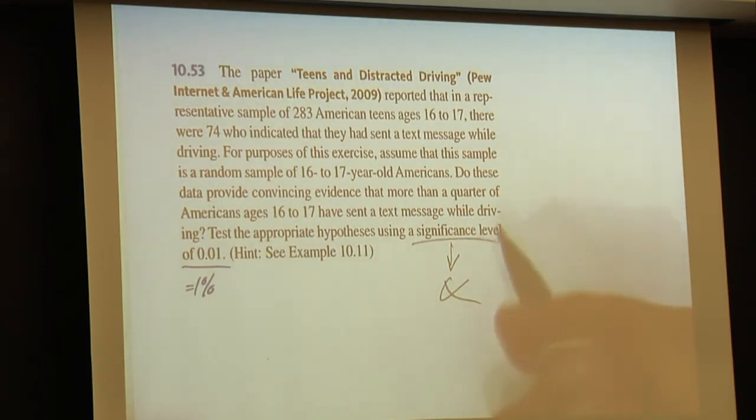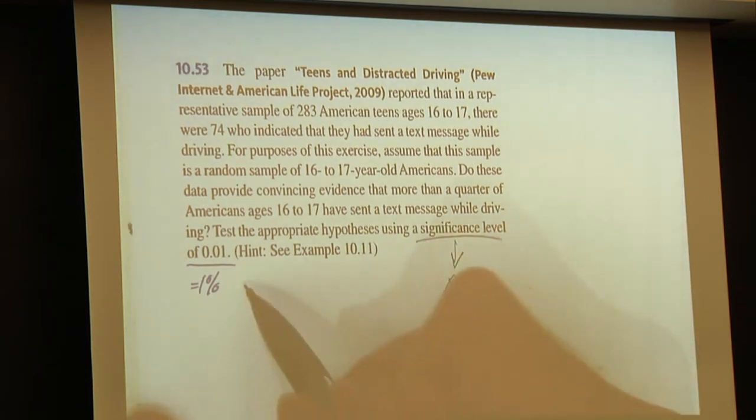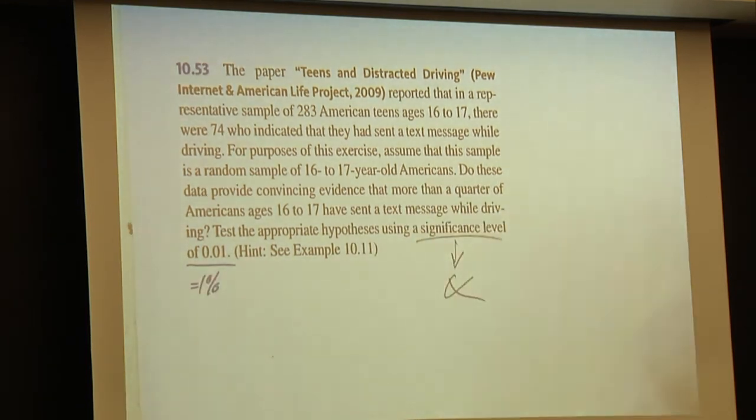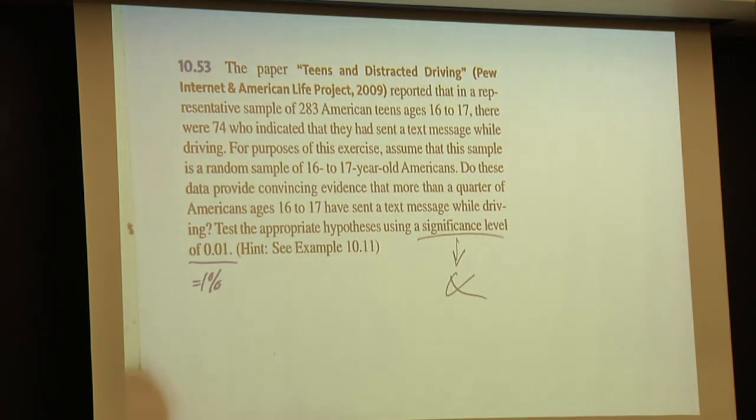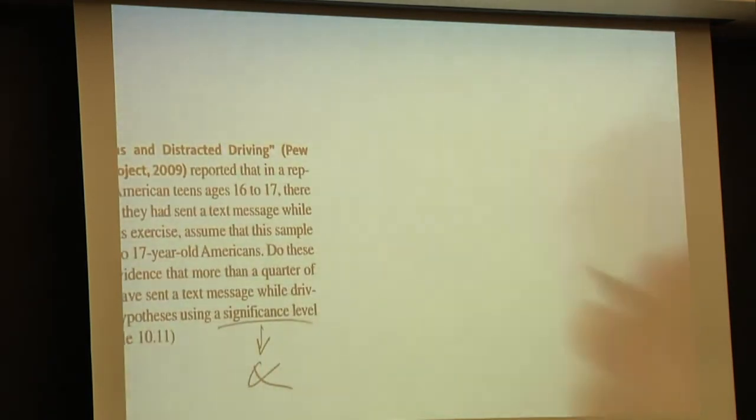Alpha is our probability of what type of error? Type 1. Very good. Type 1 error is alpha. So alpha of 0.01. It's the same thing as 1%, but decimals are nice when we go to look at the curve. So step 1, let's look at H0 and HA.